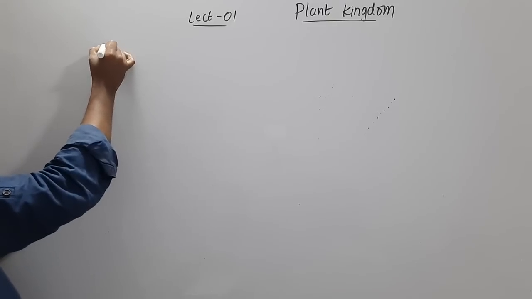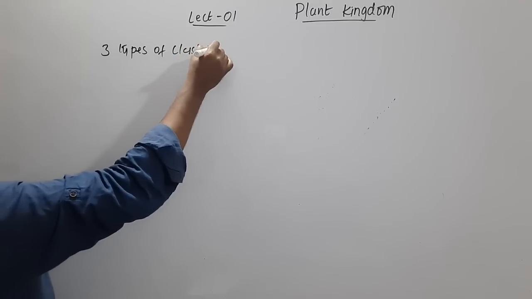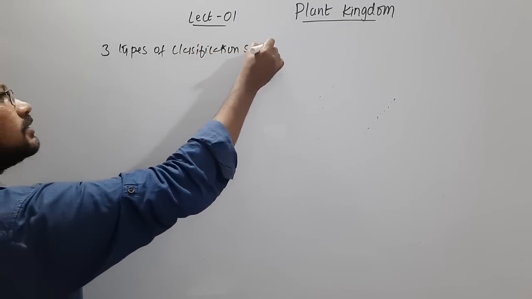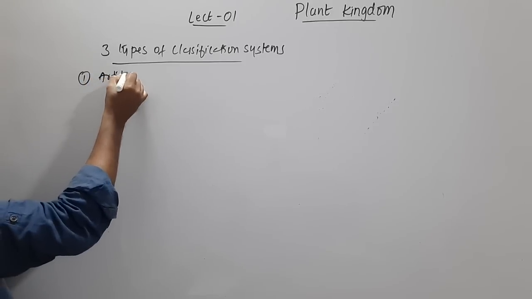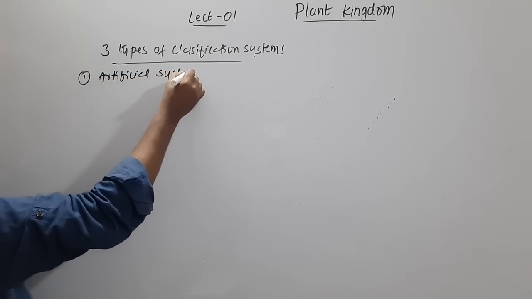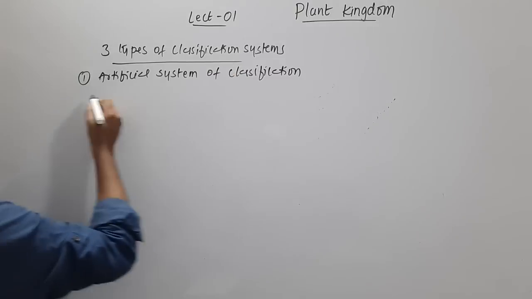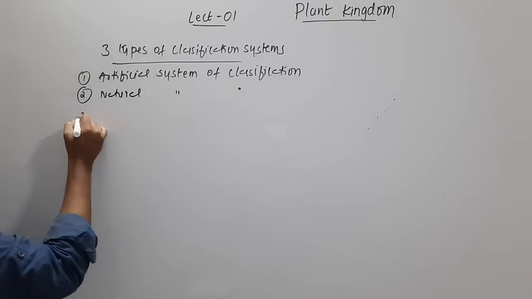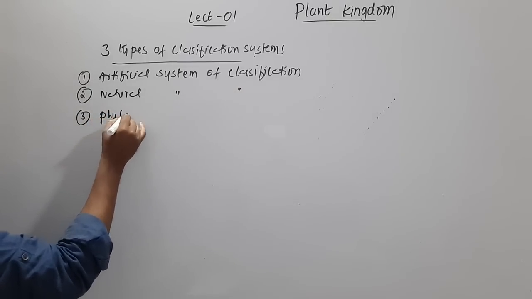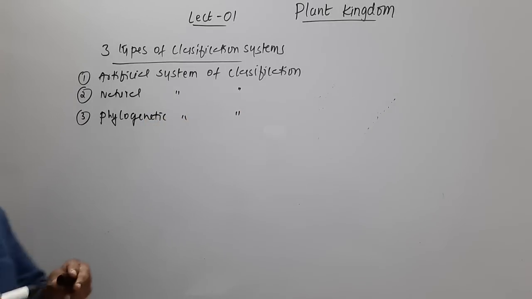There are three types of classification systems. One, artificial system of classification, then the next one, natural system of classification, and lastly, phylogenetic system of classification. So these are three types of classification systems.